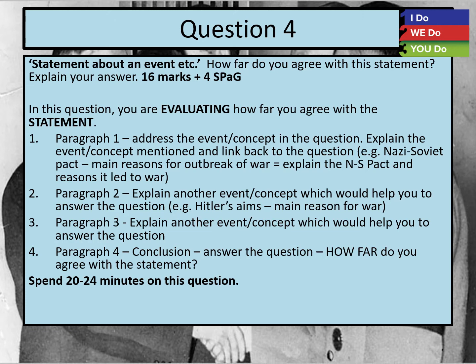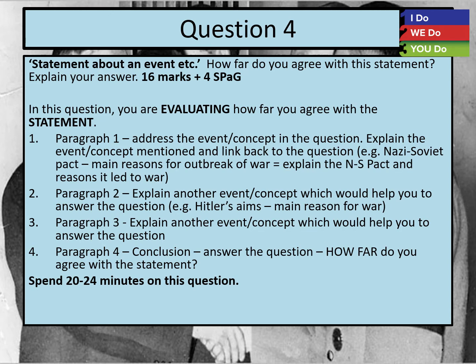Well, if it's about causes of World War II, for example, if we're talking about this particular module, you come up with another thing that caused World War II. So you might say, do you know what, I actually think it was Hitler's actions in the 1930s, his aggressive foreign policy, or his aims. And that might be what you talk about in paragraph 2. Again, you don't just tell me what they were, you tell me how they led to war. That way, you're actually evaluating, you're making decisions about how far each of these events or elements actually led to war. And in paragraph 3, you find another one.